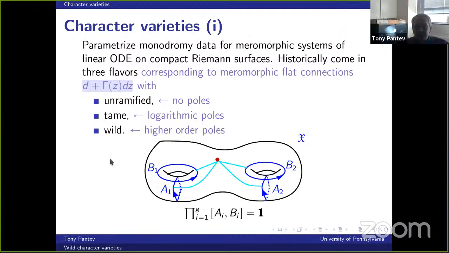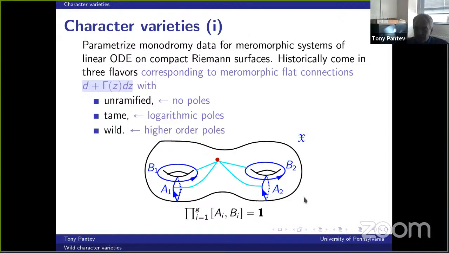In the unramified case, what we are dealing with are representations of the fundamental group of the compact Riemann surface. And if you choose a basis of generators for the fundamental group, you just want to assign to each of them a matrix, and those matrices have to satisfy the relation in the fundamental group, which is that the product of their commutators is 1.